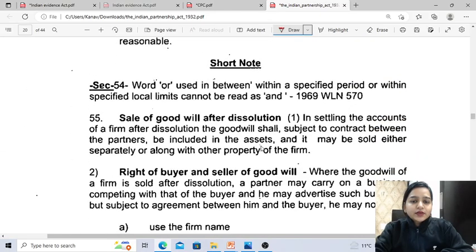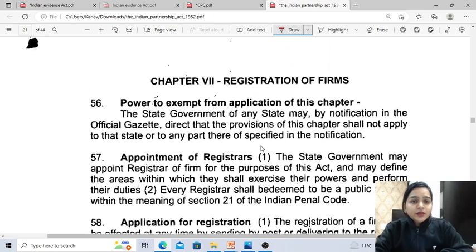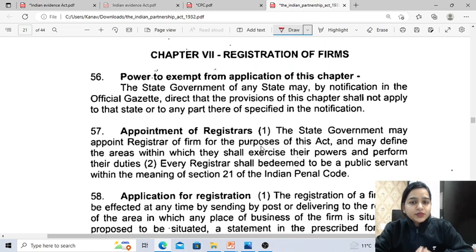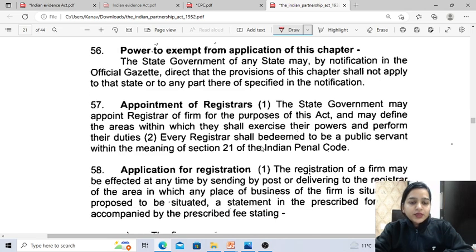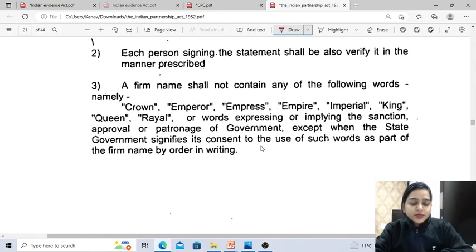So these were some important sections of the Indian Partnership Act regarding your exam. Now registration of firm, the state government जो है of any state में by notification direct कर सकती है shall not apply कि state के ऊपर ये apply नहीं होंगी. रजिस्ट्रार्स की अपॉइंटमेंट कौन करता है? स्टेट गवर्नमेंट अपॉइंट करती है. एप्लीकेशन फॉर रजिस्ट्रार दैट इज गिवन अंडर दिस सेक्शन.